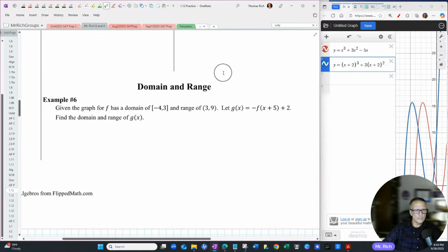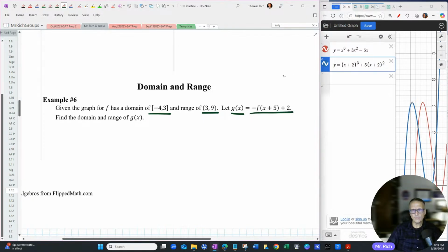So this tells us about a graph f which has a domain of [-4, 3) and (3, 9]. You can see it's inclusive on the endpoints of -4 and 3, but exclusive on the 3, 9 with the brackets and the parentheses right here. And then g of x is a transformed version of f of x, and it undergoes those 3 transformations.